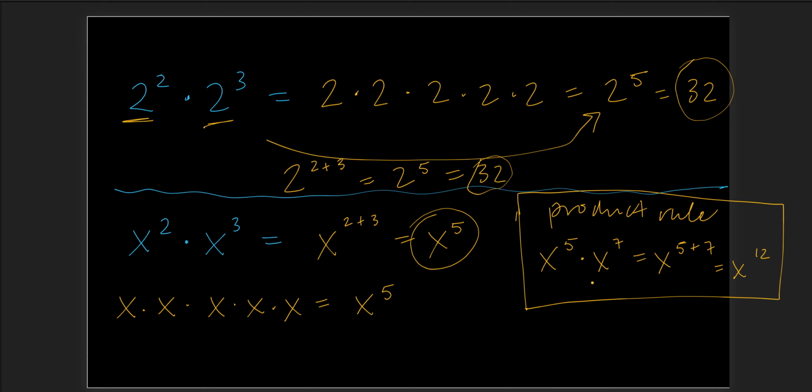So we have these different exponent rules. The first one's called the product rule. Product because multiplication is product. Product's another word for multiplication. We're multiplying the bases, we can add the exponents.